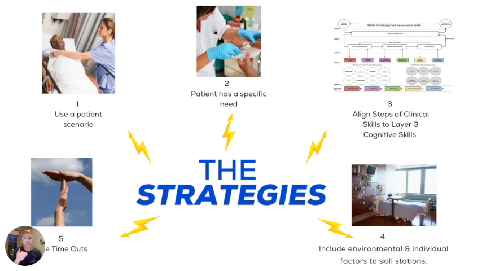Number 4 is including environmental and individual factors in skill station. And I talked about this a little bit in the beginning. This really can be customized. And I think what you really need to look at is, what is the level of my students? What is their knowledge base? How much expertise or lack of expertise do they have? And then you're going to layer in those contextual pieces based on that.